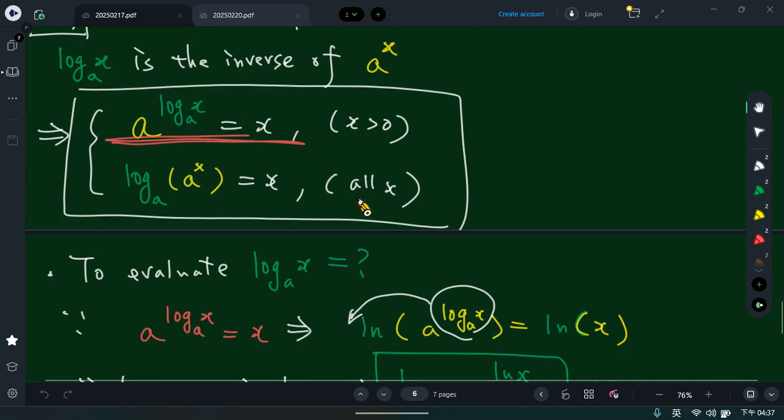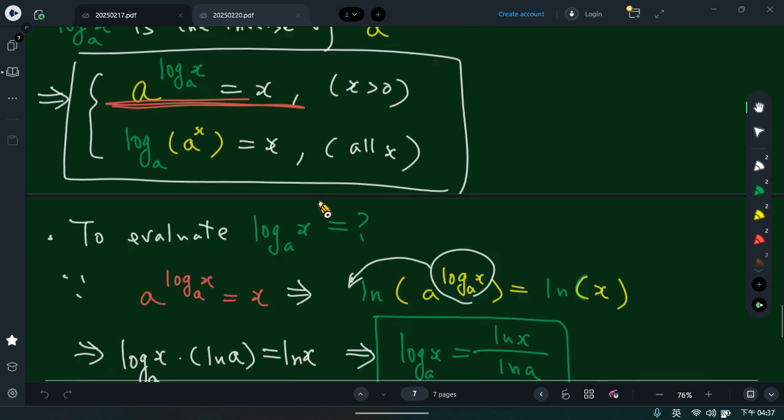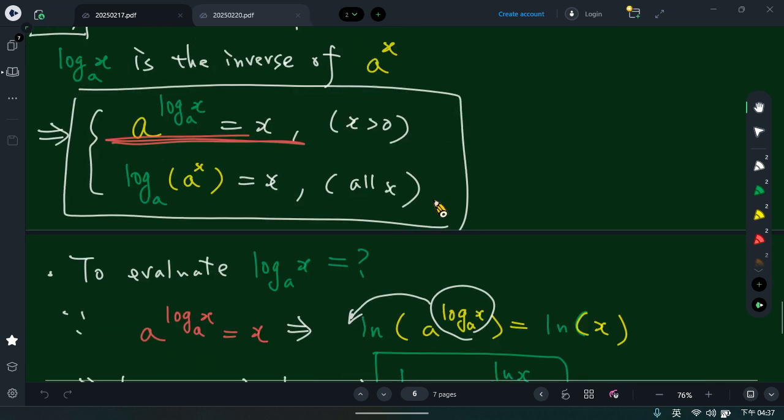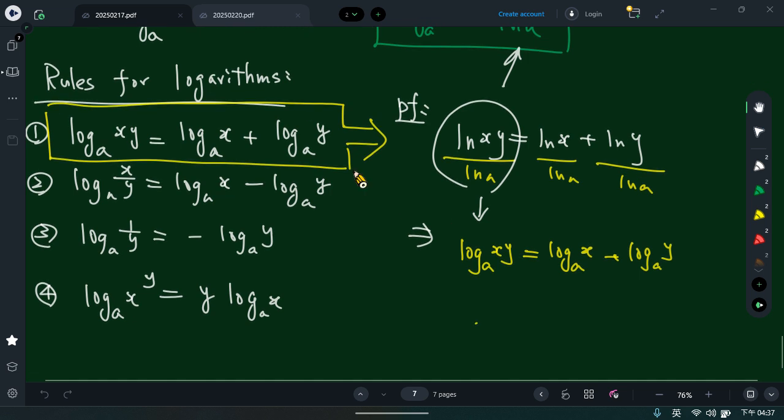Finally, we stopped at the general logarithmic function, log using a as the base, of x. Actually, it is the inverse of a to the power of x. We also learned some rules for the logarithm. I believe these four rules are quite similar to those for e to the power of x, right? So this time I will spend some minutes on the next topic.